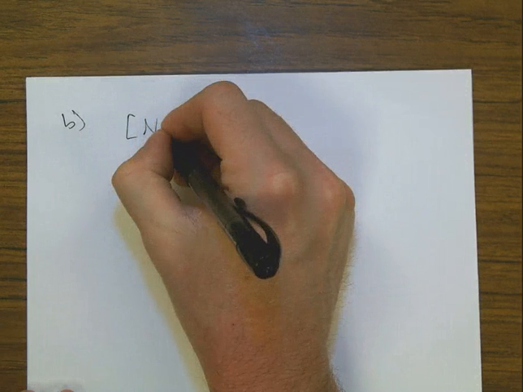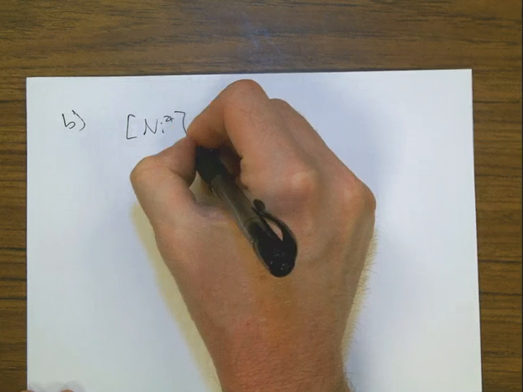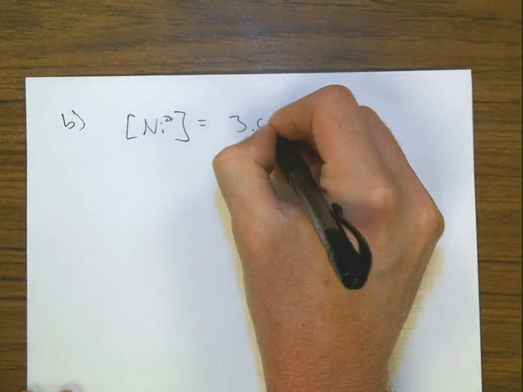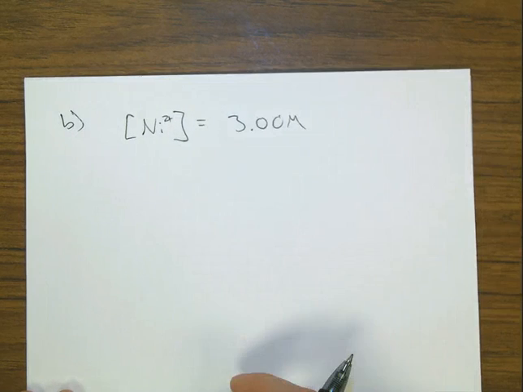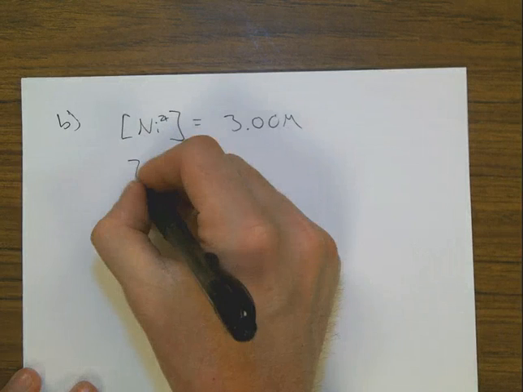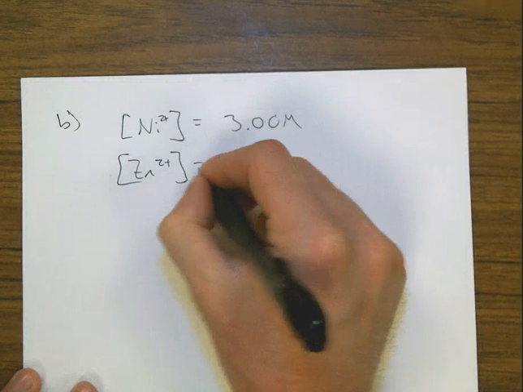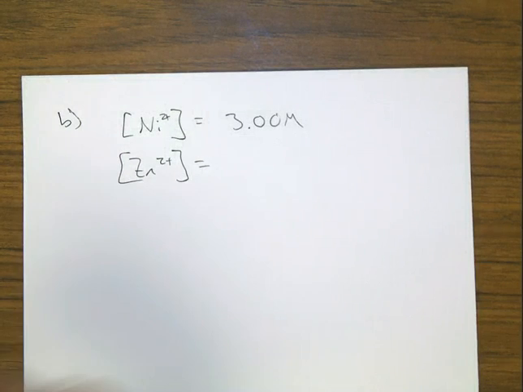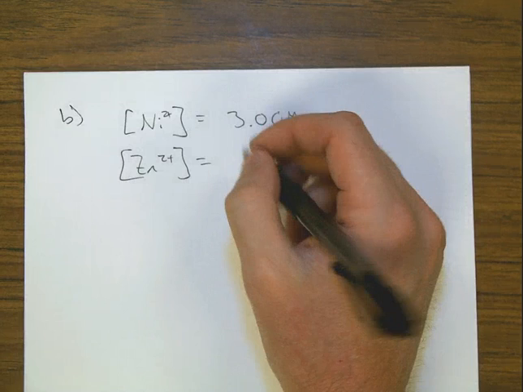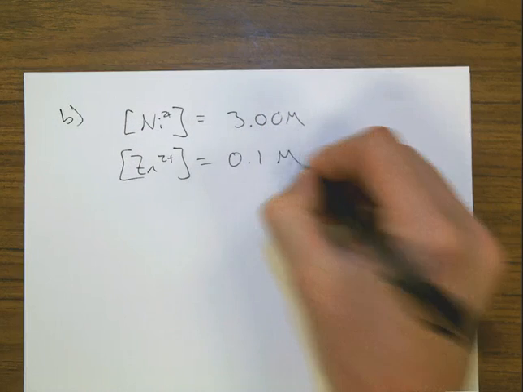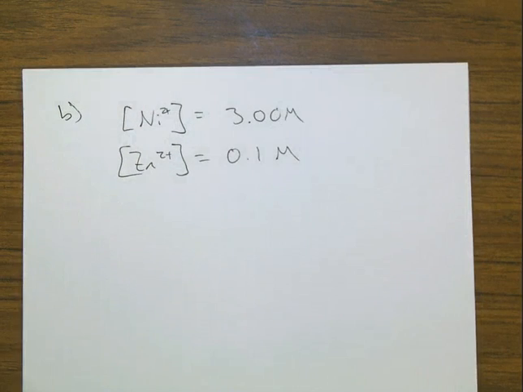Alright, now we're going to get to 59B. The same question, but now we're not under standard conditions. Because we're not under standard conditions, we're given additional information about what's changed, and it's the concentrations. We now know that nickel has a concentration of 3.00 molarity before this reaction runs, and that zinc has a concentration of 0.1 molarity.